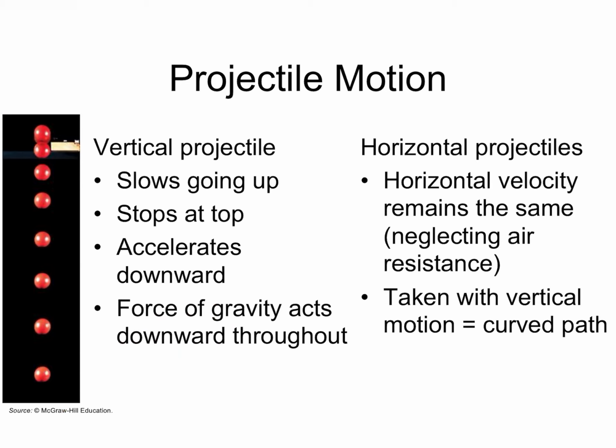Projectile motion, vertical projectiles. If you throw something up in the air, at first it's going to be going pretty fast, but then gravity's pulling on it the whole time, so it's going to get slower and slower until finally at the top, it's just going to stop for a moment. And then it's going to accelerate downward. However, gravity is acting on it the entire time. Just because it stops at the top doesn't mean that gravity is not still acting on it. So there's always a force. And then horizontal projectiles, the horizontal velocity remains the same no matter what. The only thing that's causing it to stop is gravity.